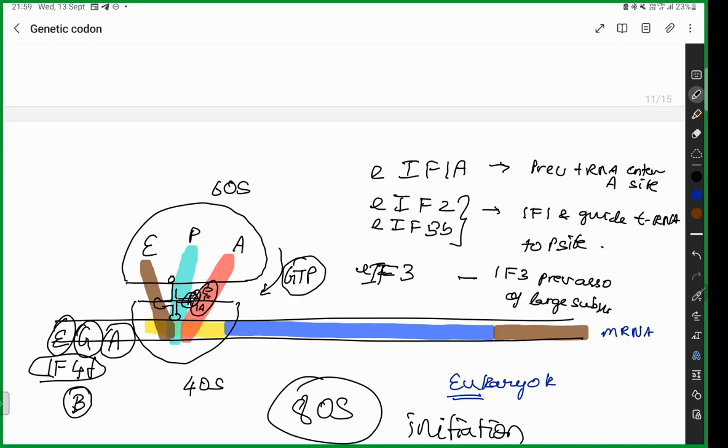First, you have to know what IF4F is. Then you have to know what the components of IF4F are, in order to rule out the one which is not part of it. They gave options like A subunit, G subunit, E subunit, F subunit.